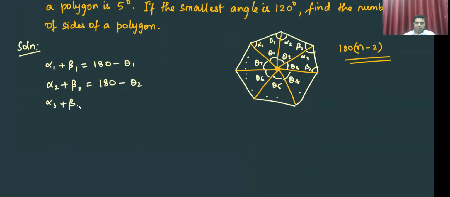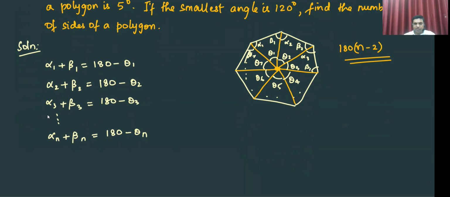Alpha 3 plus beta 3 is 180 minus theta 3, so on. Now you have alpha n plus beta n is 180 minus theta n. Now what happens? This beta 1 plus alpha 2 will give you one interior angle of a polygon.